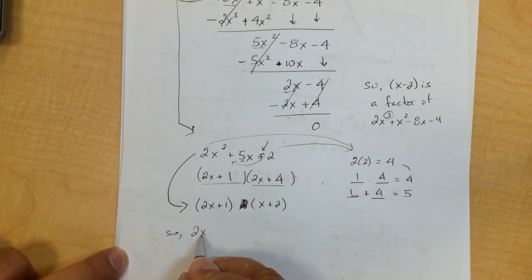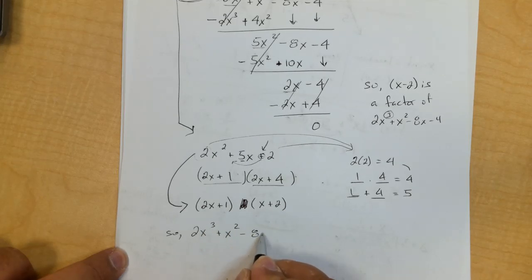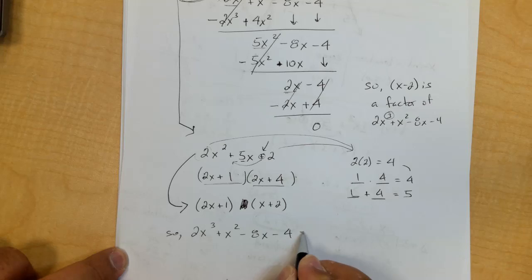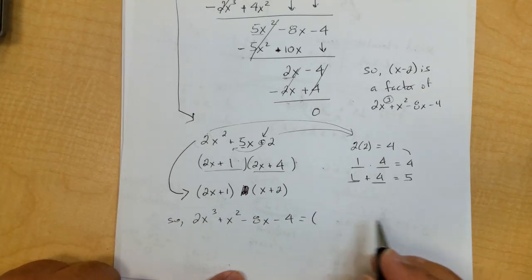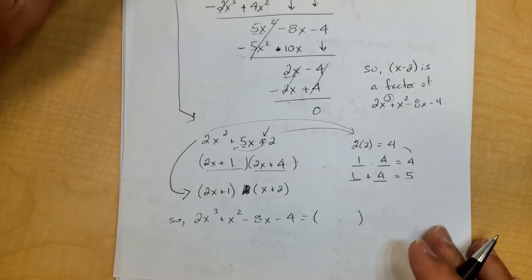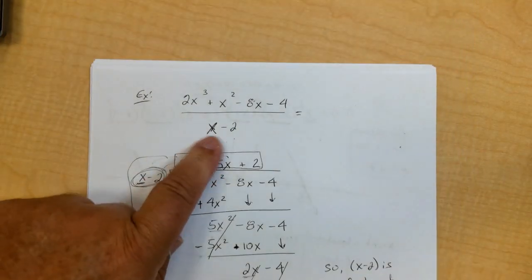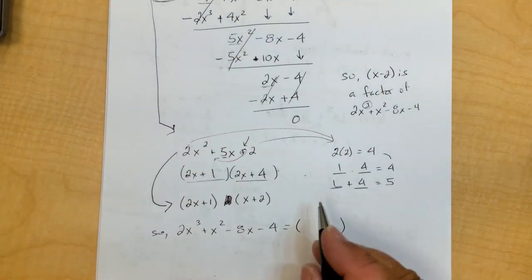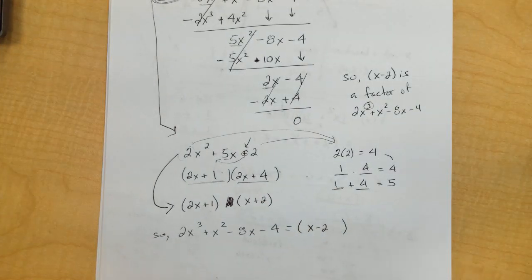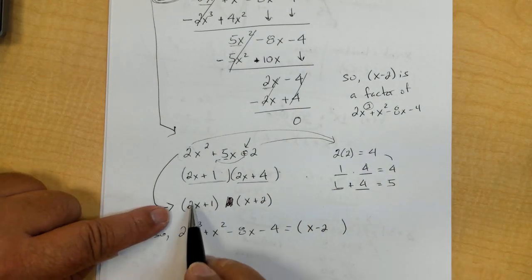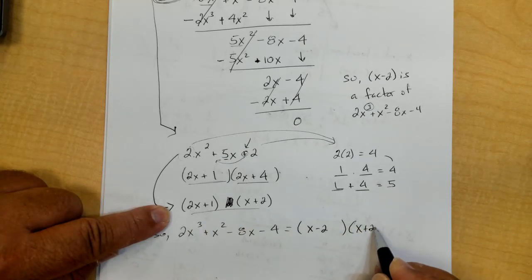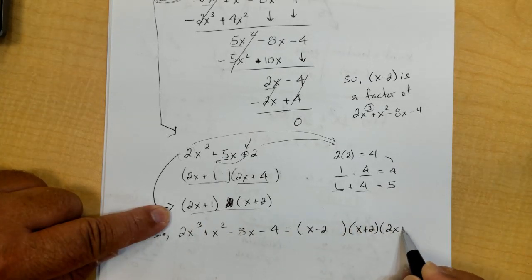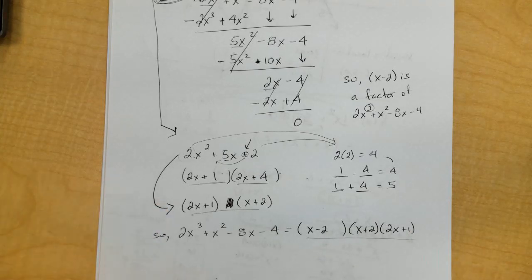So the polynomial that we started off with can be factored out into, since we had an x minus 2 with 0 remainder, we know it's x minus 2. And this one, the remainder of it, was x plus 2, 2x plus 1. These are the factors of that.